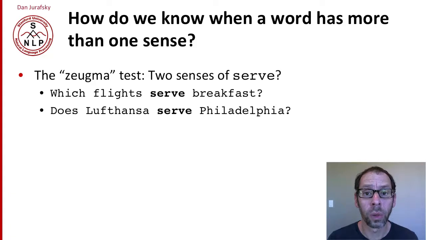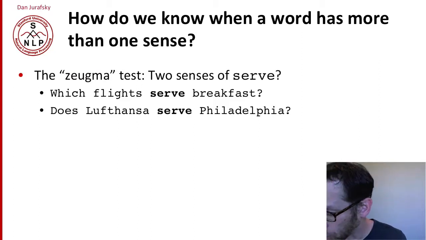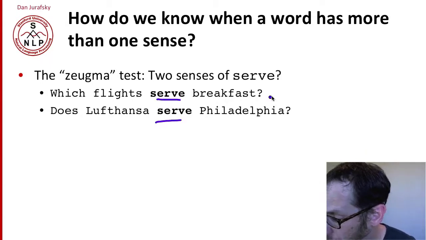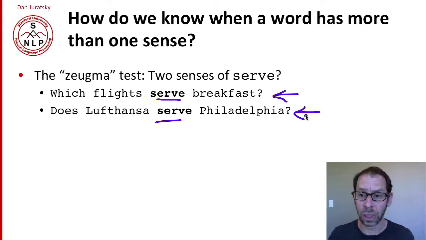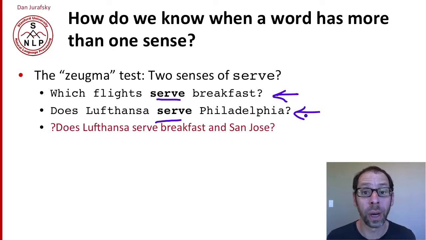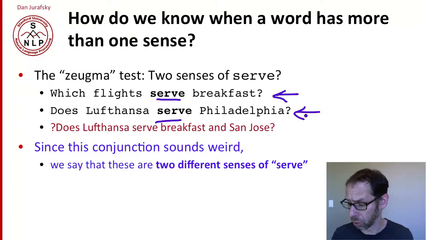How do we know when a word has more than one sense? One test we often use is the zeugma test. Consider these two senses of the word serve. Which flights serve breakfast, and does Lufthansa serve Philadelphia? Here we mean give a meal to a passenger, and here we mean an airline flies to a particular city. And the zeugma test says, let's form a sentence using both senses of the word serve and see how bad it sounds. So, does Lufthansa serve breakfast and San Jose? Well, that sounds funny. And so since this conjunction sounds weird, we say these are two different senses of serve.